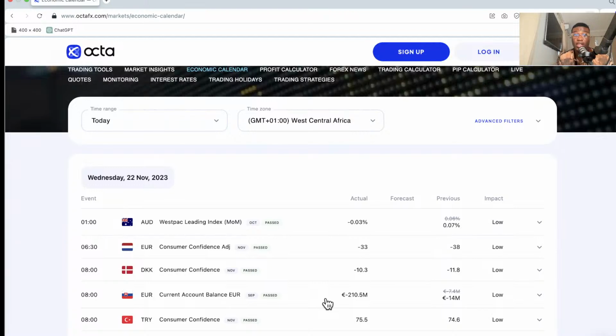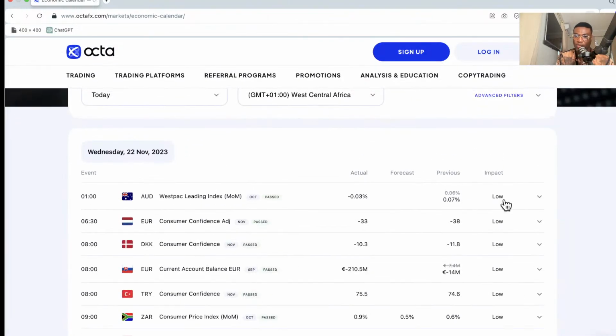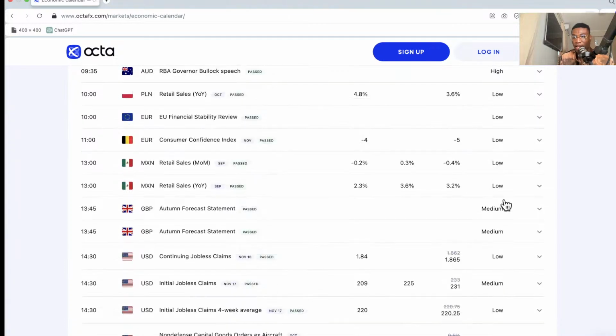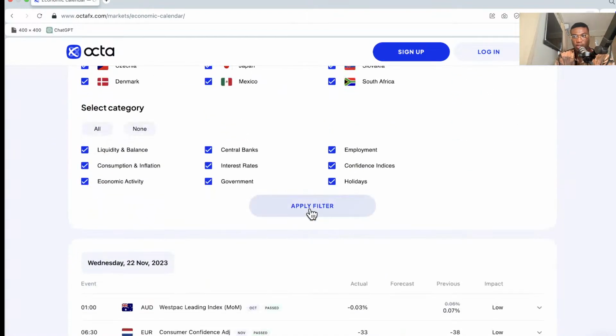Okay, so the Octa economic calendar has different economic reports with different impacts, right? So we have the low, the medium, and the high. Now, if you're looking at the low impact economic reports, just like the name goes, it's going to bring about low volatility to the market. If you're a beginner, you need that just for knowledge. Medium impact as well, you still need it, just for knowledge as well. But I like to focus more on the high impact events. So I'm just going to use the filter, take out the medium impact news, and just set it only to high impact events.